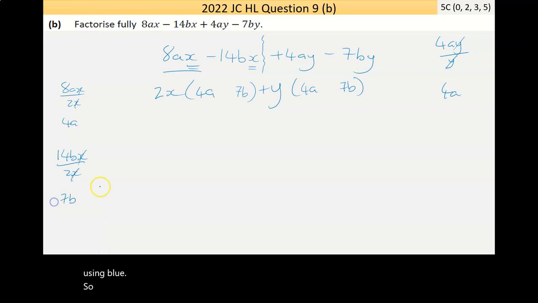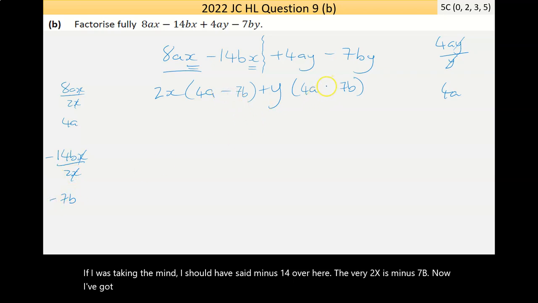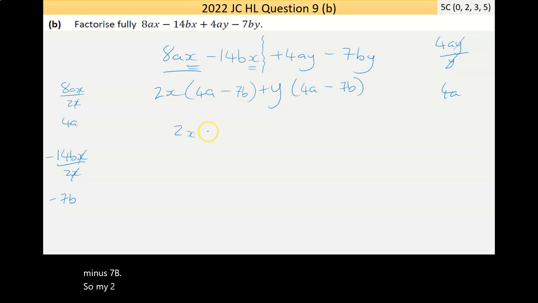Now, if I was taking the, I should have said minus 14 over here, divided by 2x is minus 7b. Now, if I get minus 7b here, I should get minus 7b here. So minus 7by divided by y would leave you with minus 7b. So my two factors are 2x plus y and 4a minus 7b.